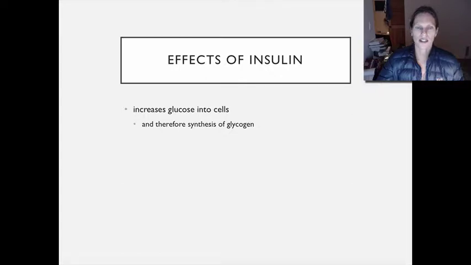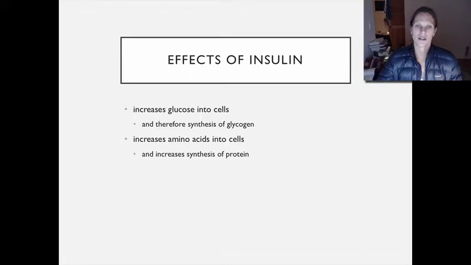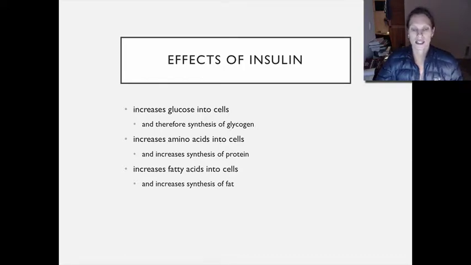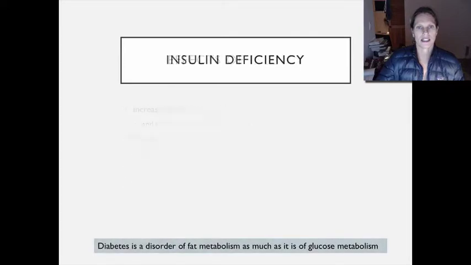All right, so we've already talked about this, but here's a little summary. What insulin does is it increases the transport of glucose into the cells and also the synthesis of glycogen, which is just stored glucose, and glycogen is stored in the liver. It increases amino acid transport into the cell, increasing the synthesis of protein. It increases fatty acids into the cell, increasing the synthesis of fat. All of those are what insulin does.